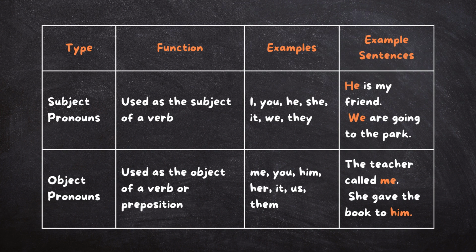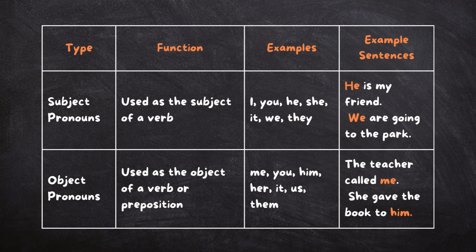Moving on to object pronouns, we said they are used as the object of a verb or preposition. Let's see examples. The teacher called me. She gave the book to him. Now the object of a sentence is what or who is receiving the action or whatever is happening in the sentence. In the first example, who is the teacher calling? Who is receiving the action of the teacher calling?